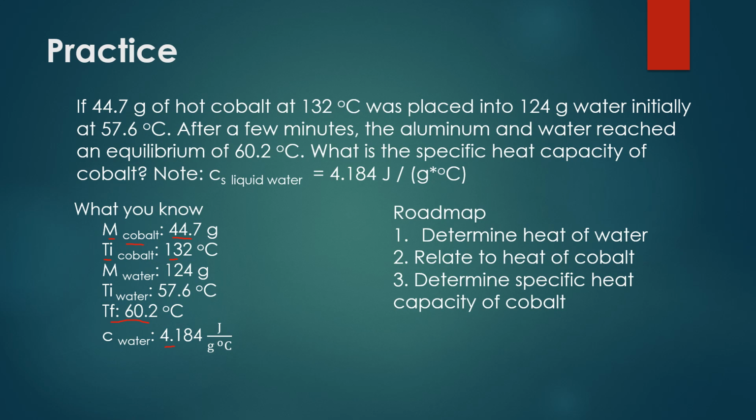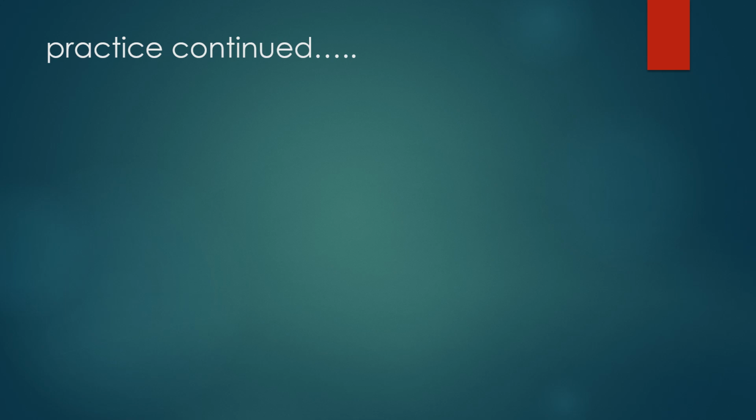So how do we approach this problem? Well, we can determine the heat of water, relate that to the heat of cobalt, and then rearrange the equation to solve for the specific heat capacity of cobalt. So the first step in our plan to approach this problem is determining the heat of the known substance. In this case, that's going to be the heat of the water because they gave us the mass of the water, the specific heat of the water, and then also two temperature values with which we can figure out the change in temp of the water.